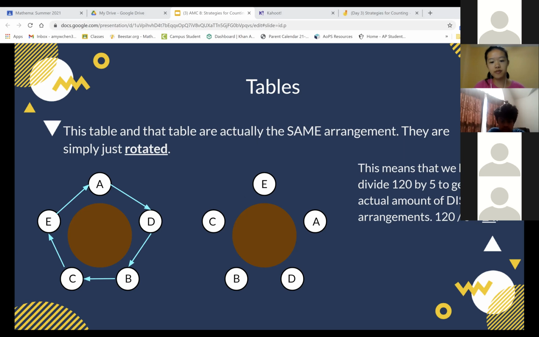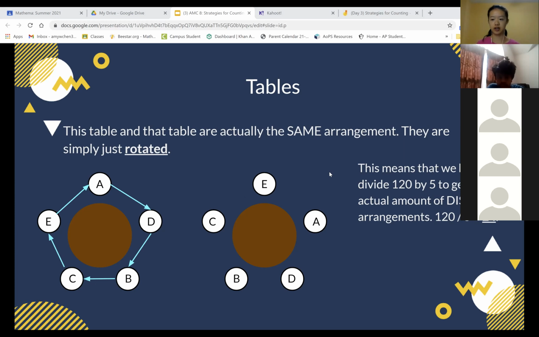Yeah, we got 120 by first doing the normal 5 factorial, but then we had to divide by 5 because each of the 5 rotations is actually one arrangement. Each rotation is just a different orientation. We're trying to find the distinct orientations.